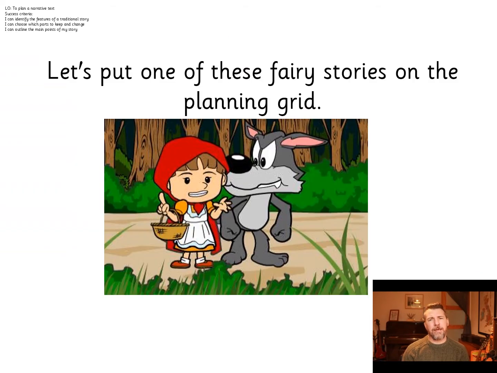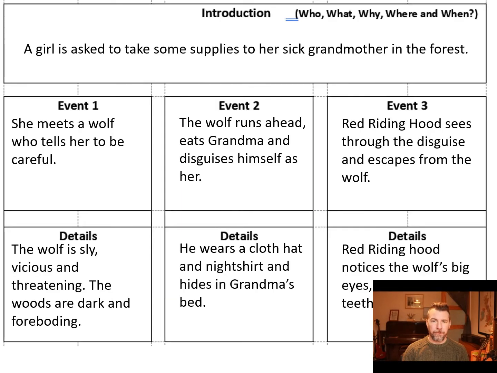So let's take one of these traditional stories and see what it's going to look like on the planning grid that we're going to be using. I've chosen this one, which is obviously Little Red Riding Hood. So in the introduction, a girl is asked to take some supplies to her sick grandmother in the forest. That's what happens at the beginning.